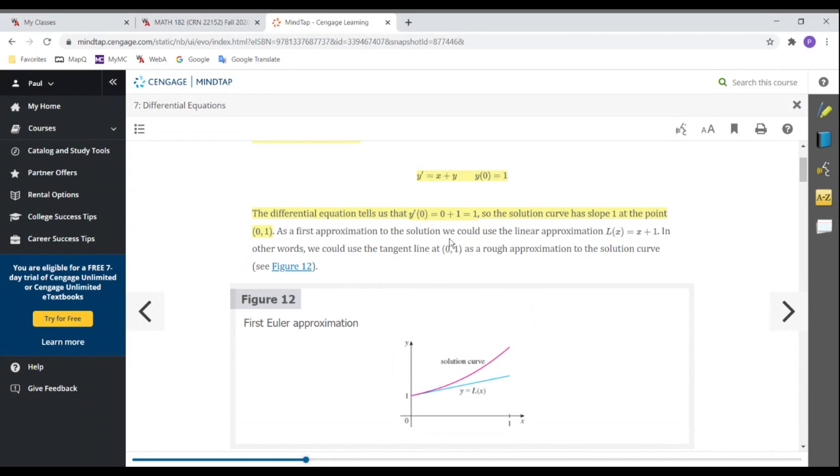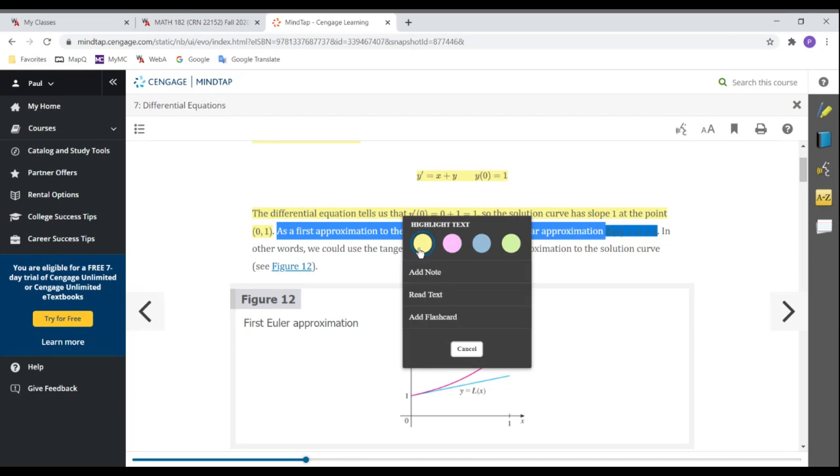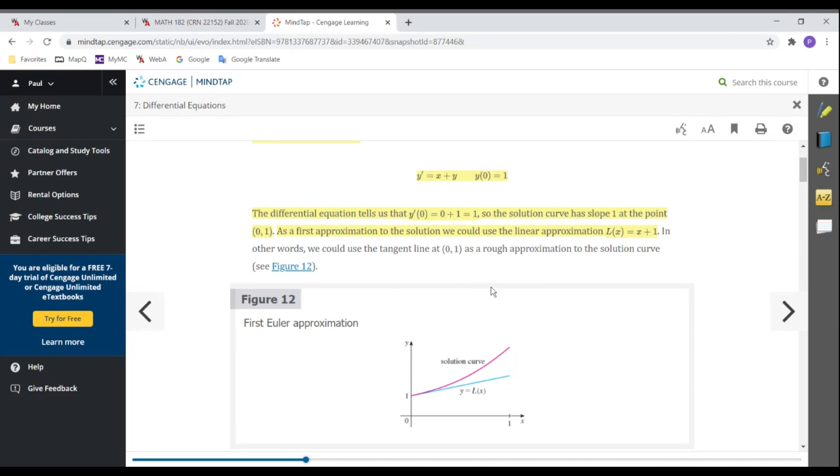We know at (0, 1), the derivative equals 1. And so as a first approximation to the solution, we could use the linear approximation, L of x equals x plus 1. So the slope is 1 and the y-intercept is 1. L of x, a linear approximation, equals x plus 1.